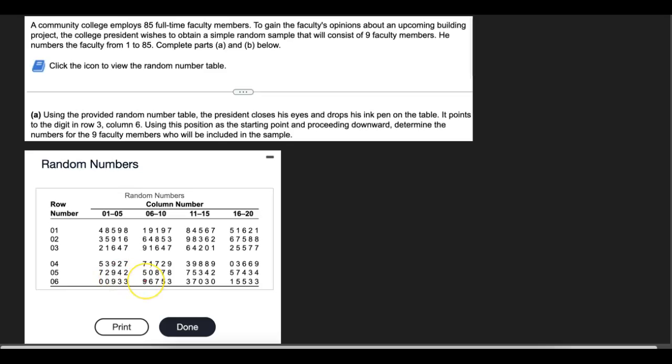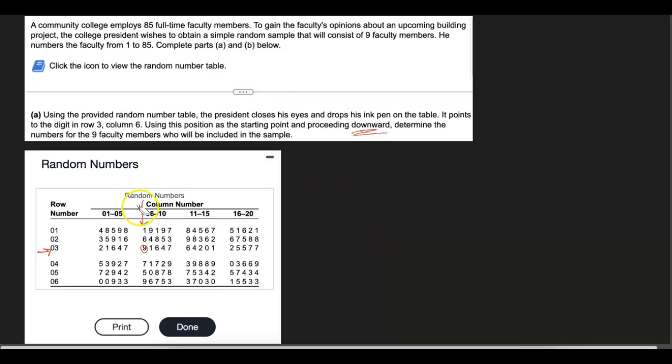He closes his eyes, drops his ink pen on the table, and it points to the digit in row 3. Here's row 3 and column 6. So that would be this column 6. In other words, he starts right here at this value. Now it says from there, using that position as a starting point and proceeding downward, determine the numbers for the 9 faculty members who will be included in the sample.